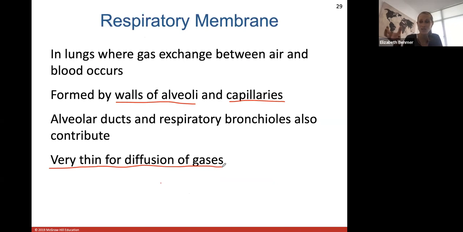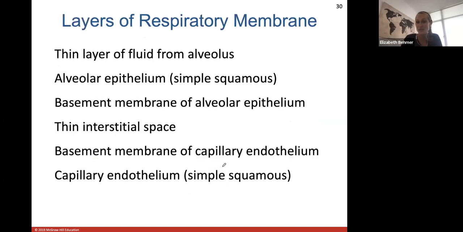That means for oxygen to go from your air into your blood, and for carbon dioxide to go from the blood into the air to be breathed out. And I'll show you a picture in the next slide, but we'll just describe the layers of this membrane. There's a thin layer of fluid from the alveolus. There's simple squamous alveolar epithelium. There's a basement membrane of alveolar epithelium. There's a thin interstitial space, a basement membrane of the capillary endothelium, and then the capillary endothelium itself.